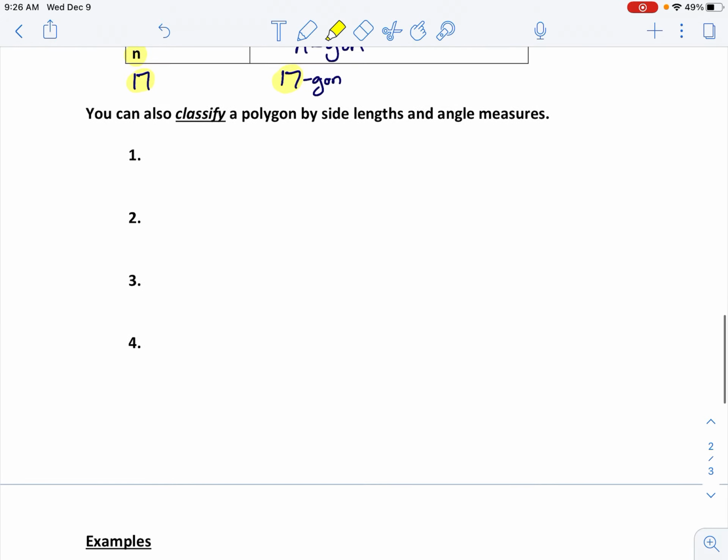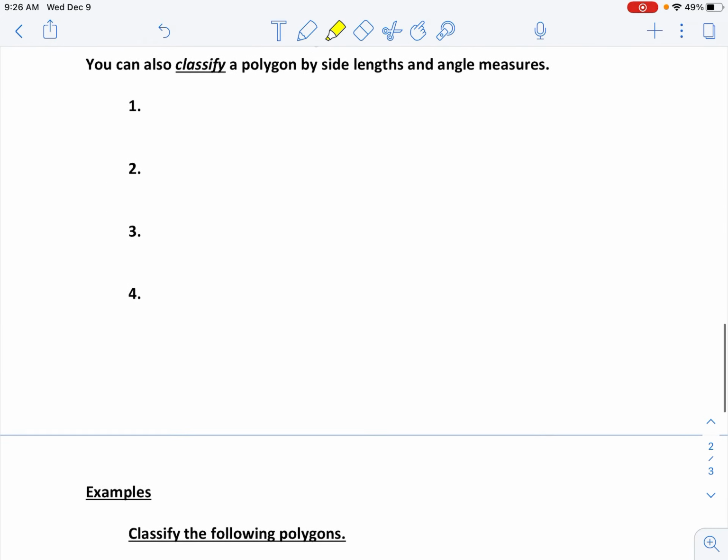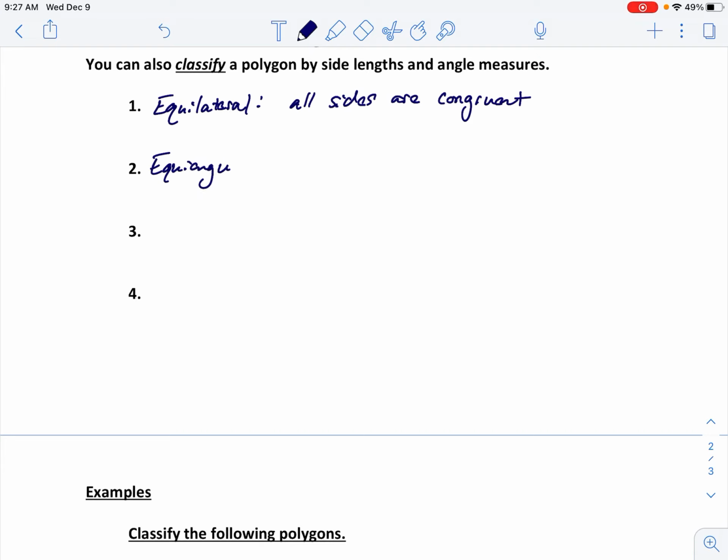And then another way that we can also classify polygons is by talking about their sides and their angles. The first one I'm going to put down is equilateral. An equilateral polygon means that all sides in the polygon are congruent. We also could add something called equiangular. Now, equiangular is exactly how it sounds. Equiangular means all angles are equal, or all angles are congruent.